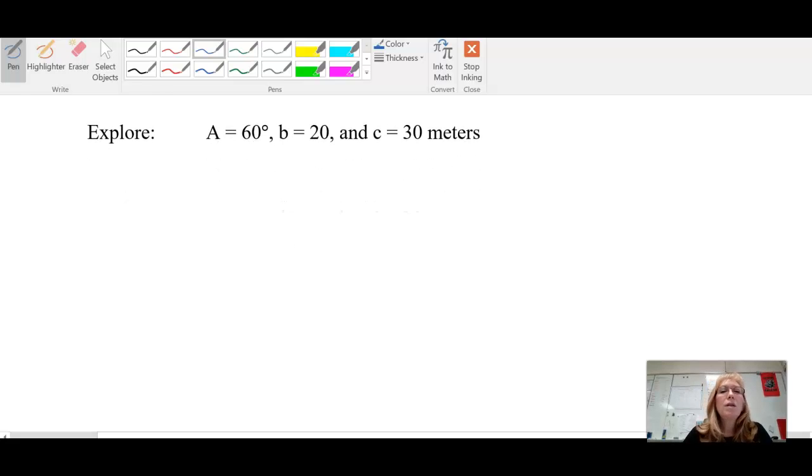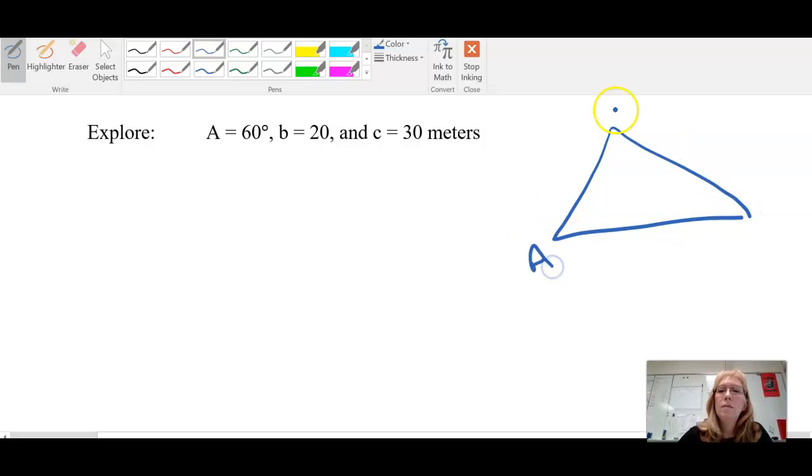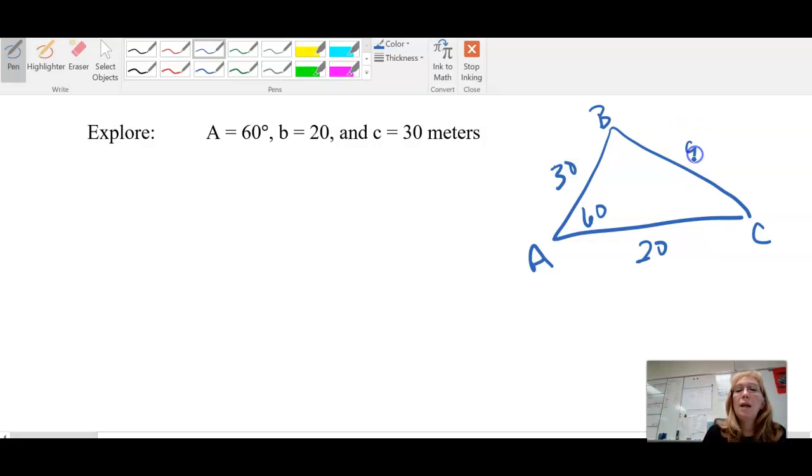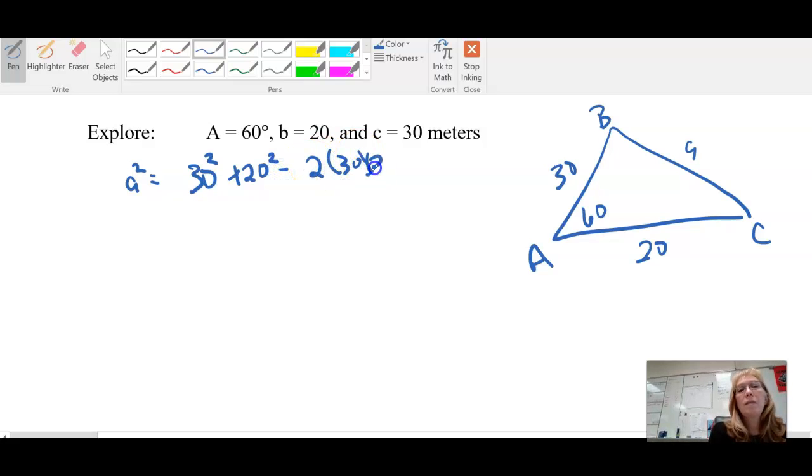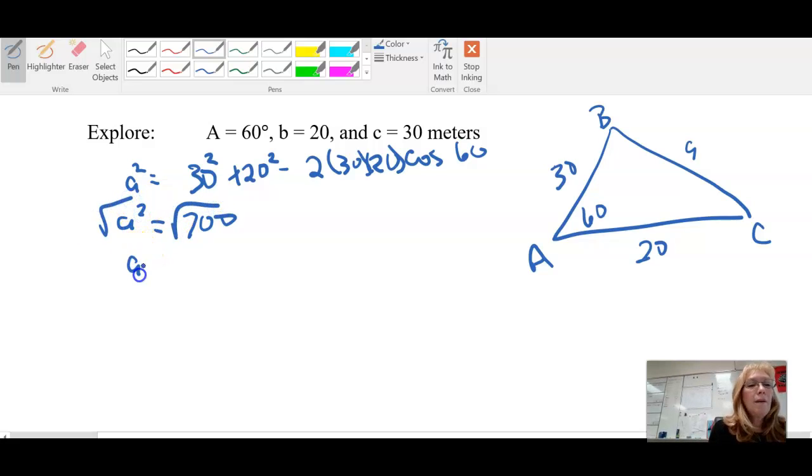All right, your turn. Pause and give it a shot. All right, this time A was 60. Side B is 20, side C is 30, and we have to find side A. So we know A squared is equal to the 2 sides, so 30 squared plus 20 squared minus 2 times each side times the cosine of the included angle. Type that in your calculator, and you should get 700. A squared, take the square root of both sides, and A is now equal to 26.5, approximately. So this guy equals 26.5.